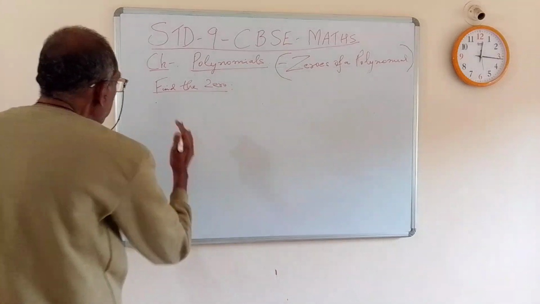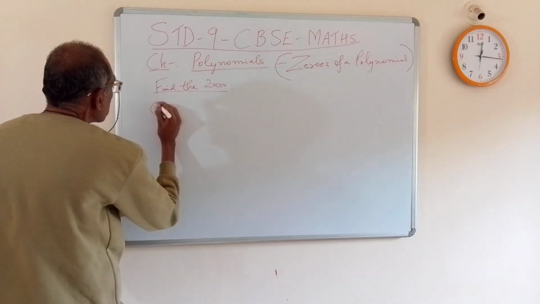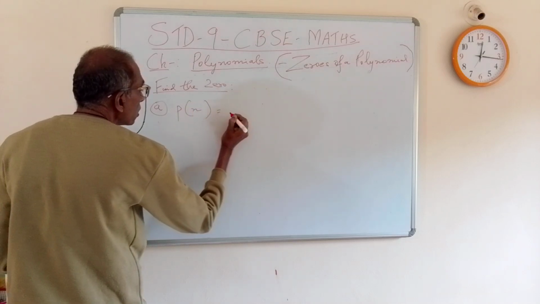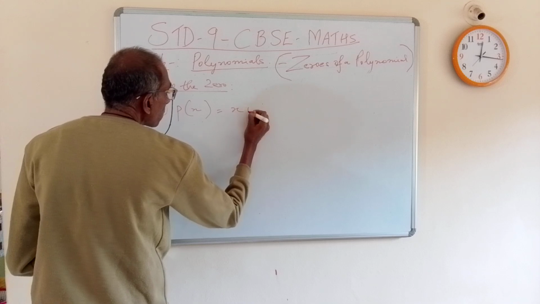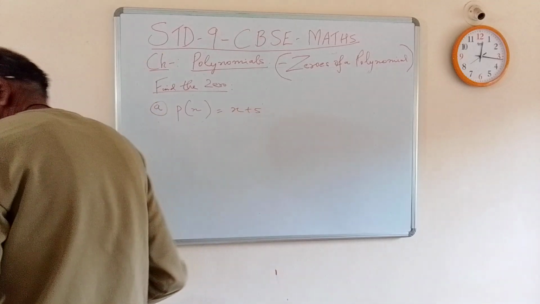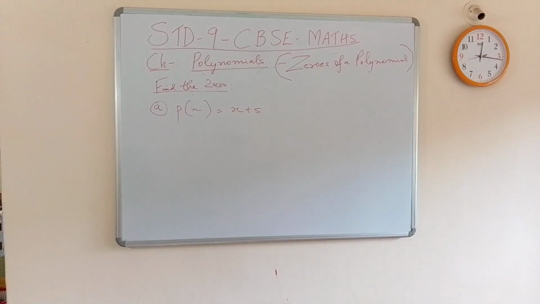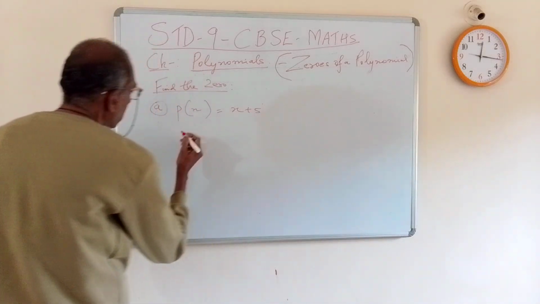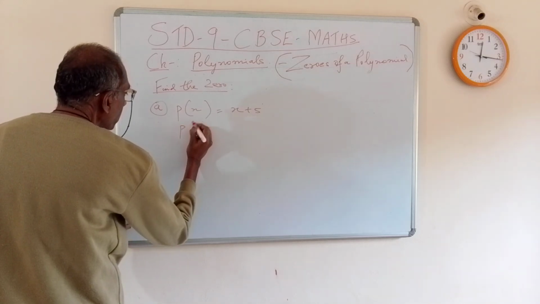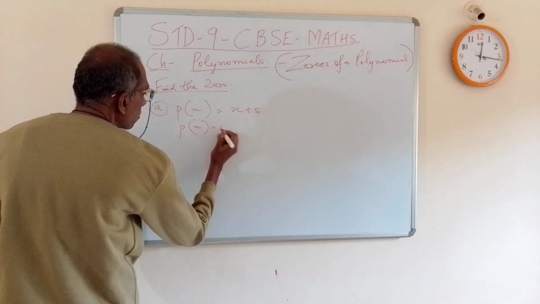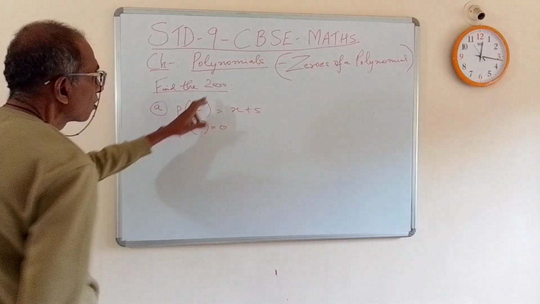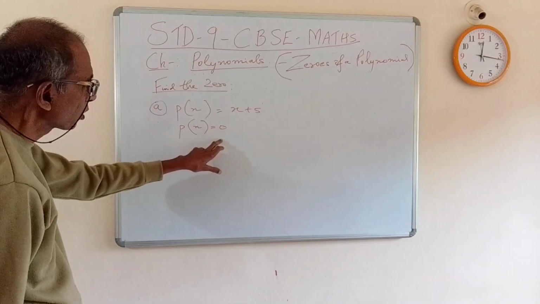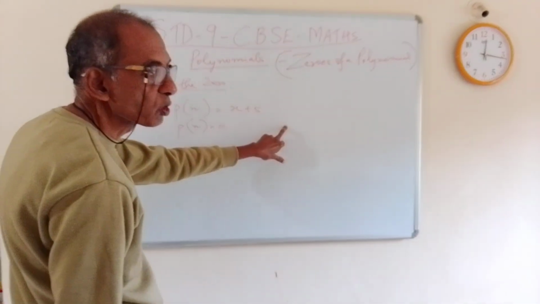So we have to find, so here first sum is p(x) is equal to x plus 5. We can take any, so p(x) is equal to x plus 5. We have to find the 0 of the polynomial. So here p(x) is equal to 0, because we have to find the 0 of the polynomial. If p(x) is equal to 0, naturally x plus 5 will also be equal to 0.